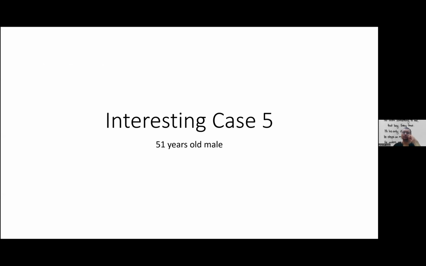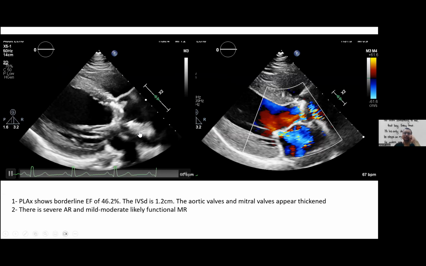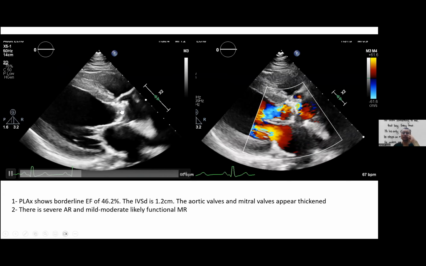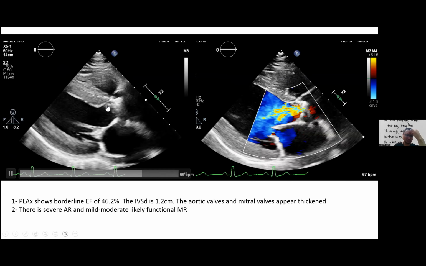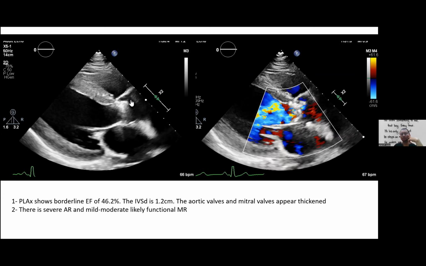So this is a case of a 51-year-old female. You can see at the parasternal long axis view, we can see a borderline ejection fraction of 46.2%. We can see a calcified aortic valve.